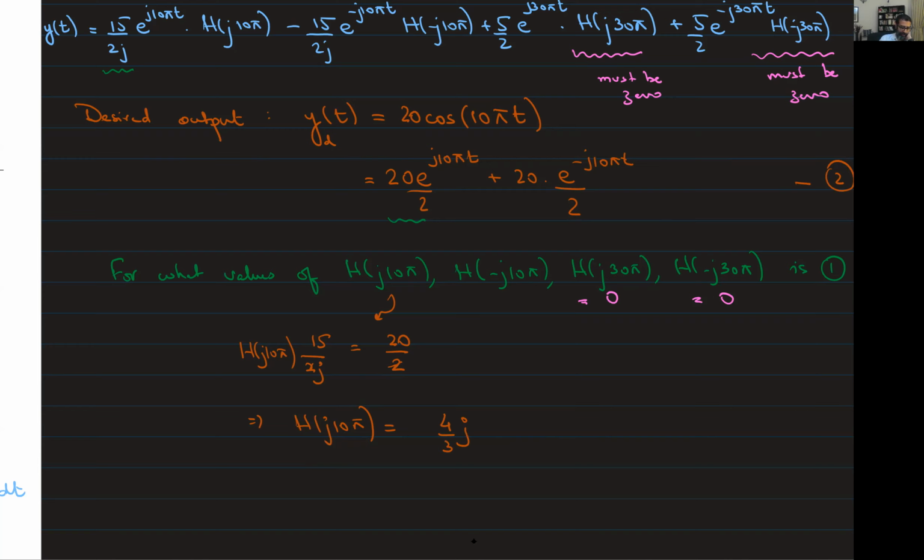Okay. What about the other term? To find that, I need to ensure that h of minus j 10 pi times 15 divided by 2j with a minus sign must be equal to 20 divided by 2, and therefore this turns out to be h of minus j 10 pi must be equal to minus 4/3j. Just a negative sign. And that's the solution.